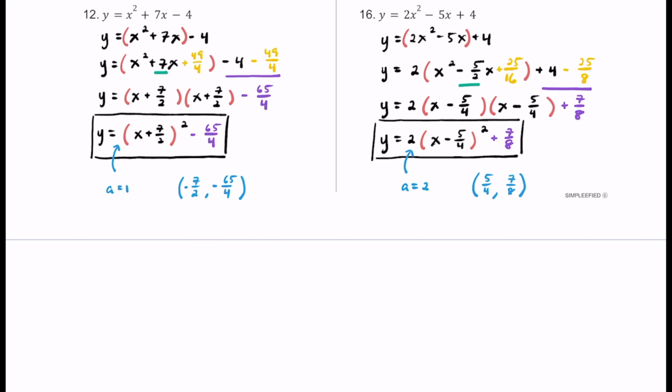So there you have 16 different practice problems where we converted standard form of quadratics into vertex form, which gives you some different information and tells you more about the transformations, as well as the vertex, and graphing may be a little bit easier. Okay.